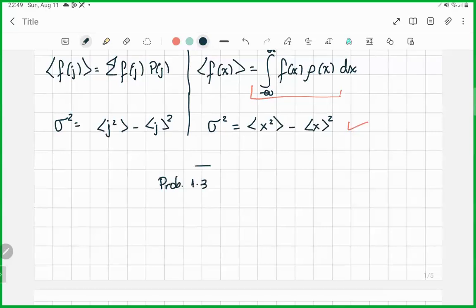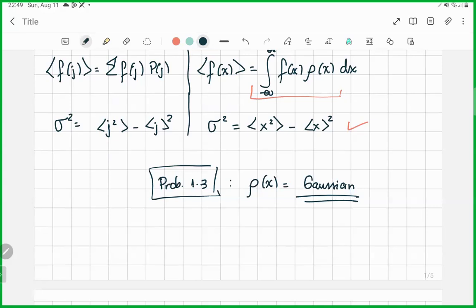problem 1.3. I'm going to make a video for this problem as well, but this is very, very important because the distribution that this problem works with, this probability density that we play with, is a Gaussian. It is a Gaussian distribution, and we will be playing with Gaussian distributions over and over again. So I really suggest that you try to solve this problem, but I'm going to make a video for this problem as well.